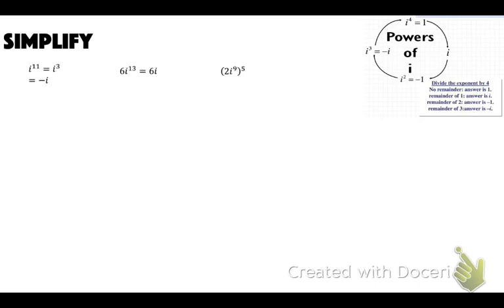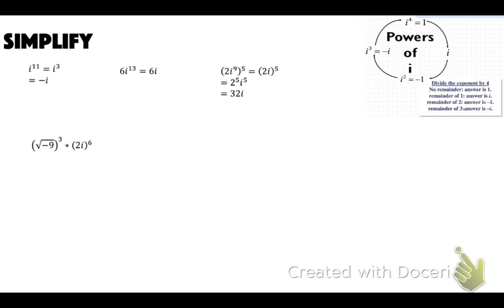2i to the 9th, to the 5th power. Well, i to the 9th is the same as just i, because if I divide 9 by 4, it goes in twice with 1 left over, so that's 2i to the 5th. And then you have to do 2 to the 5th, i to the 5th. Well, 2 to the 5th is 32. i to the 5th is just the same thing as i.